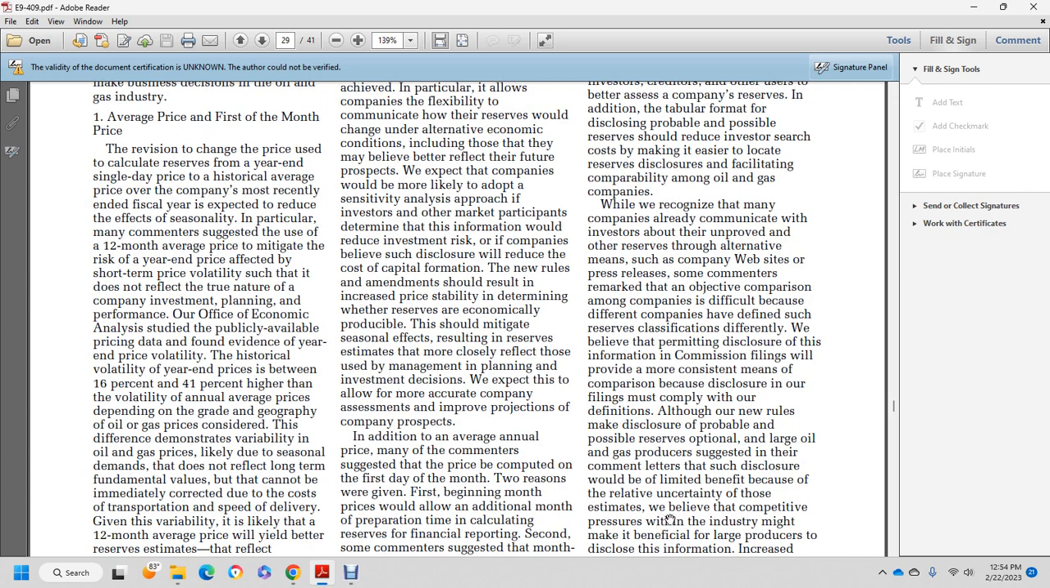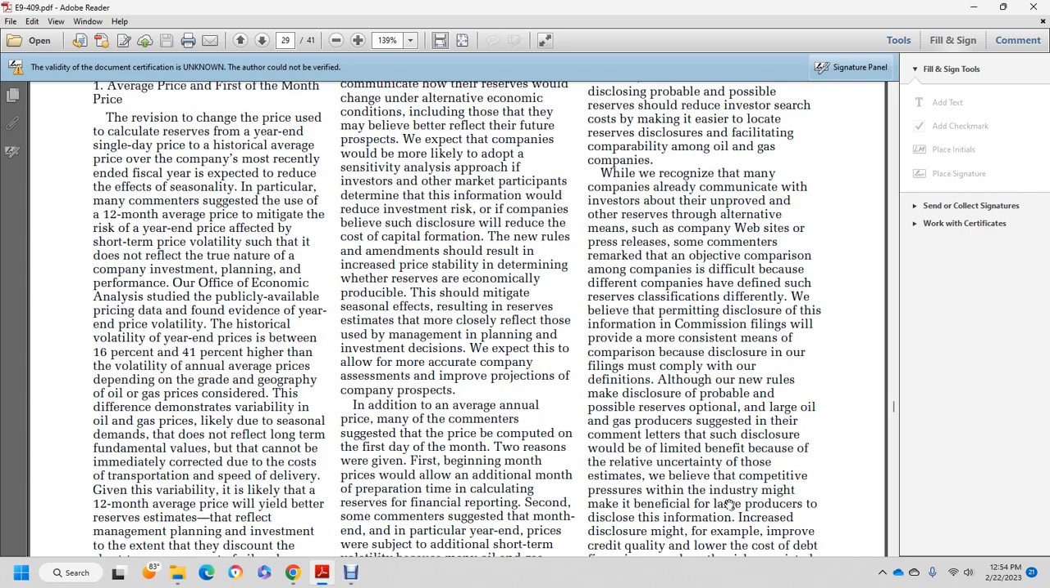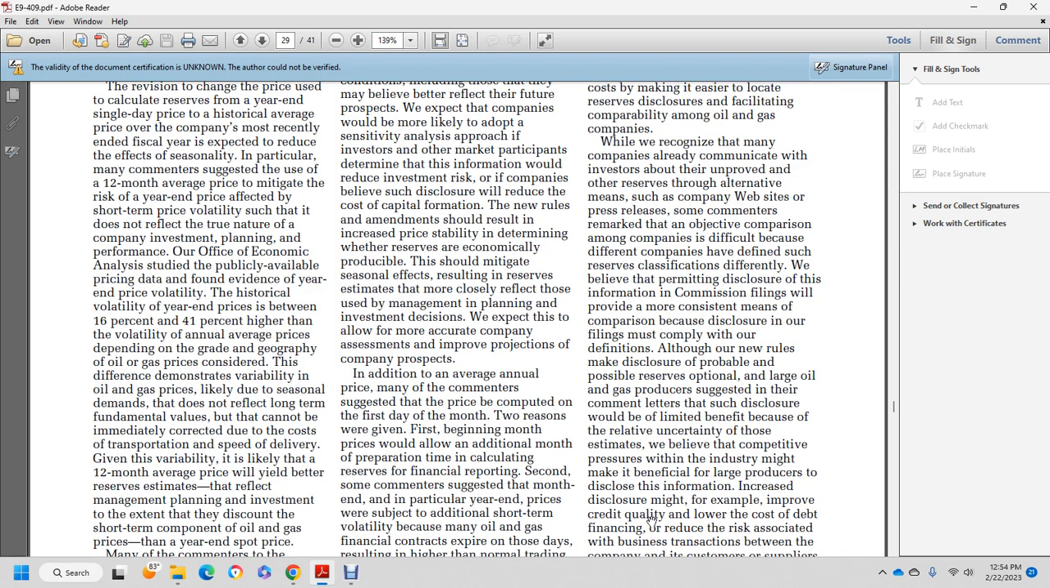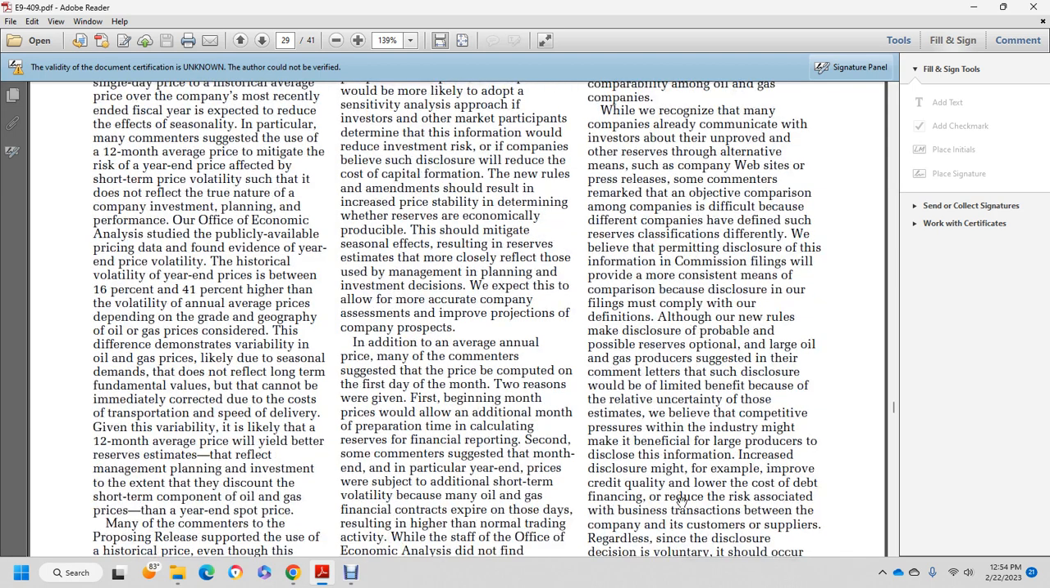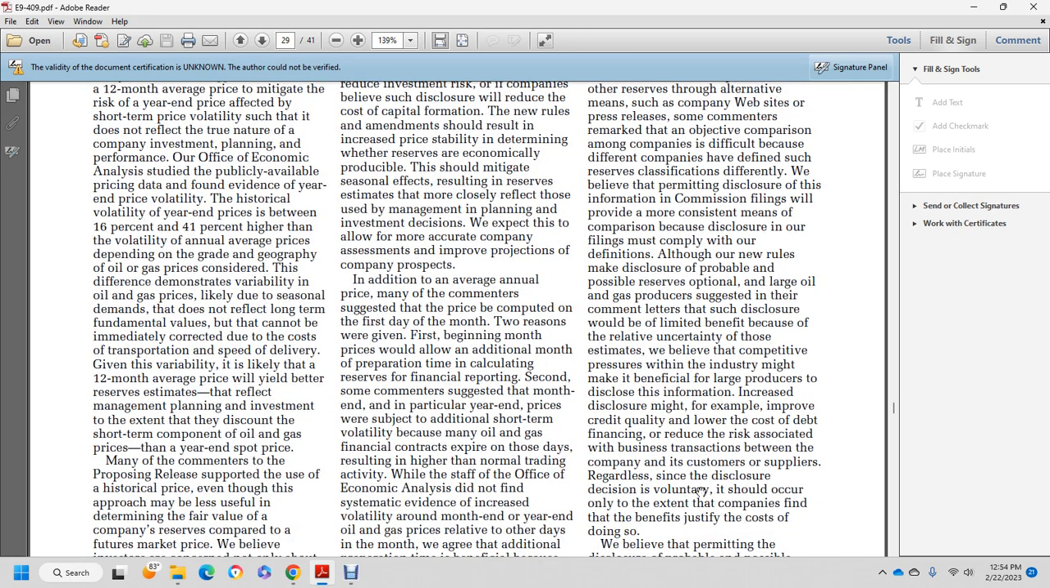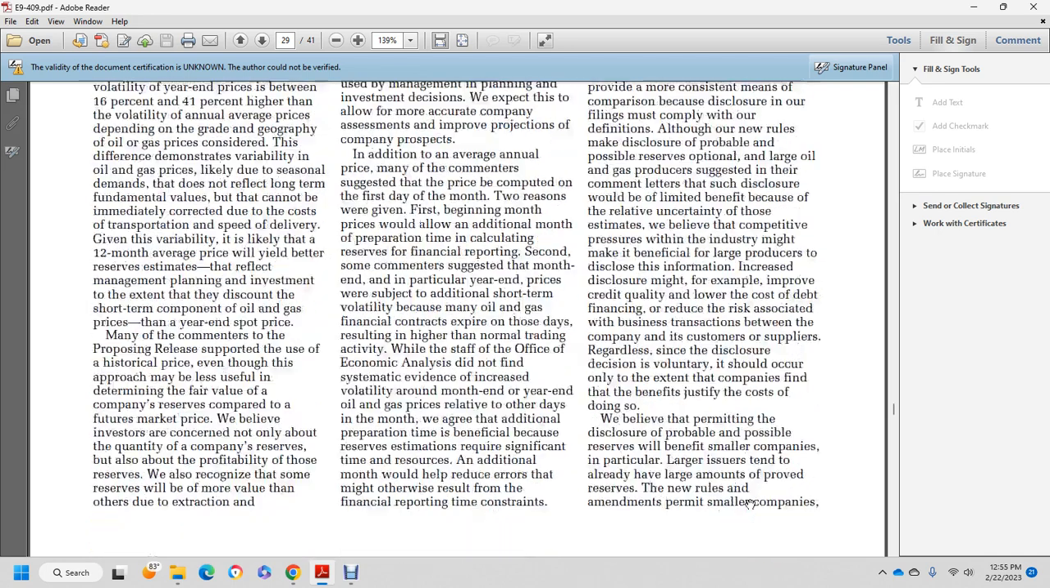We believe that competitive pressure within the industry might make it beneficial for large producers to disclose the information created. The disclosure might, for example, improve credit quality, lower the cost of debt financing, and reduce the risk associated with business transactions between the company and its customers and suppliers, regardless of the ends of the disclosure decision. The voluntary disclosure should occur only to the extent the company finds the benefit just exceeds the cost of doing so.